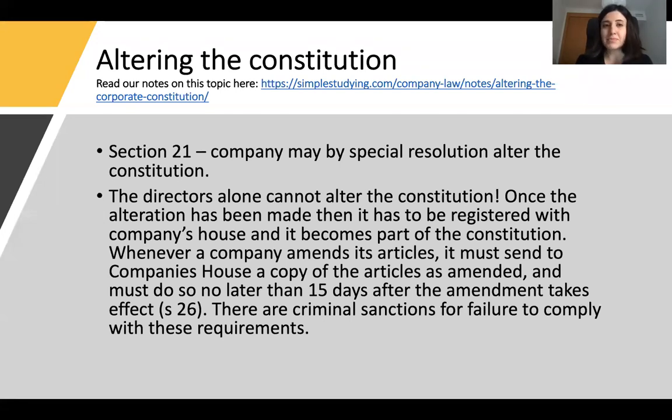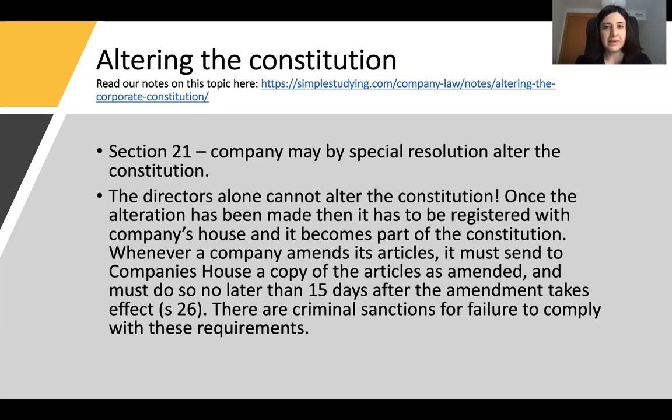The constitution can be altered, in other words, changed. You can read our notes on this topic here. The main section you have to know about altering the constitution is section 21. You may get a problem question on this or an essay question, so you must be prepared for both types of questions. It would be great if you have a look at our model questions and try to answer them yourself. Then you can have a look at our answer and compare it to your answer.